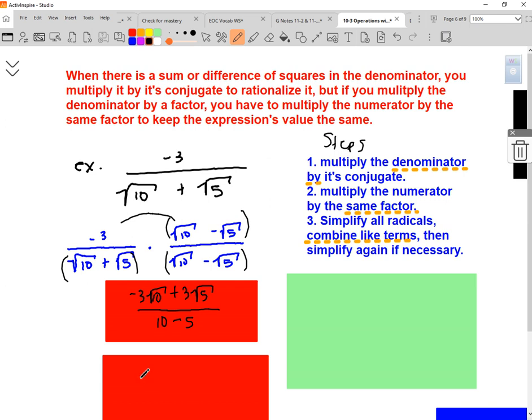So now this simplifies to negative 3 square root 10 plus 3 square root 5 divided by 5. The 5 can't simplify because this is the square root of 10, the square root of 5. If these were both 5, we could simplify something, but that is our final answer.